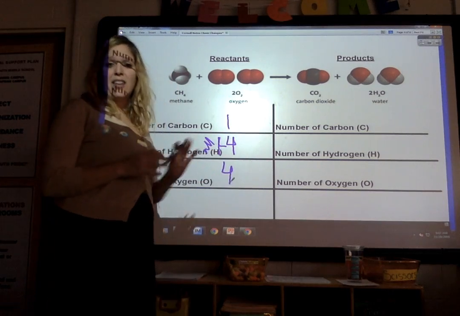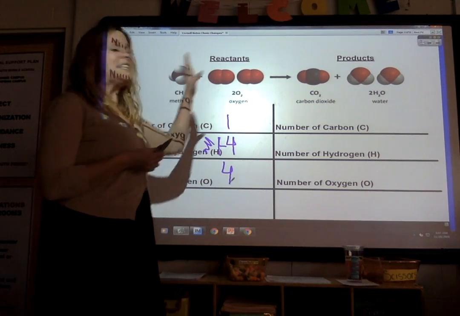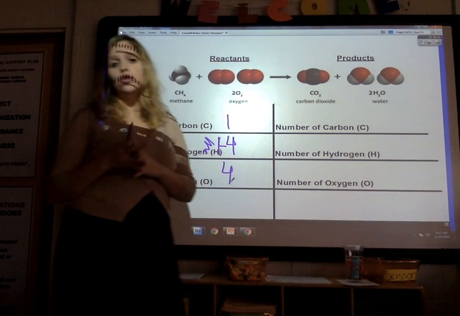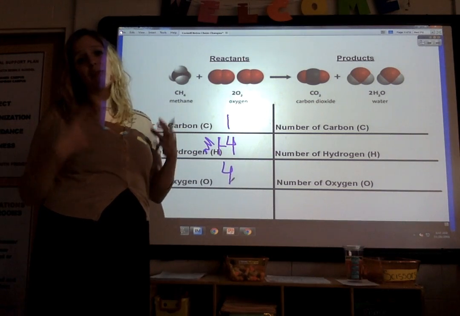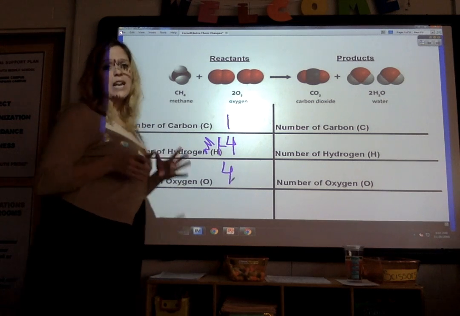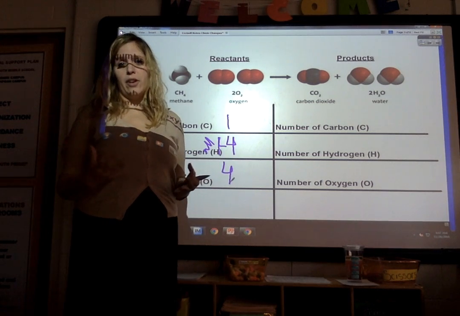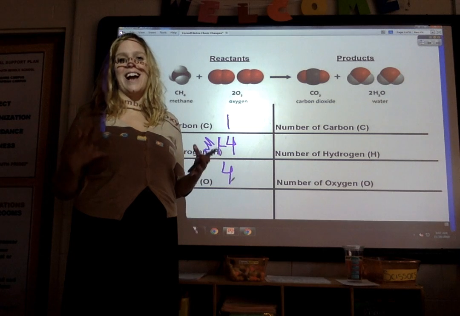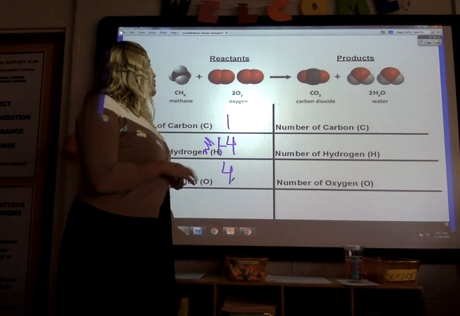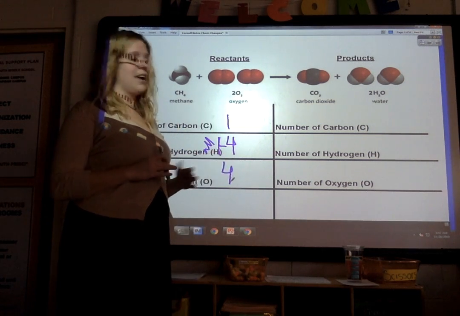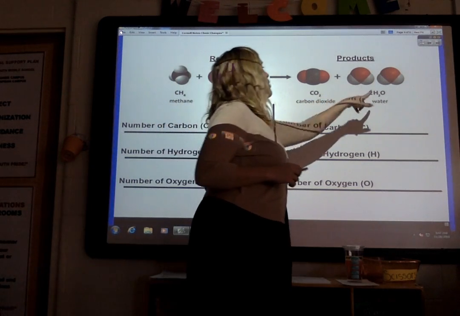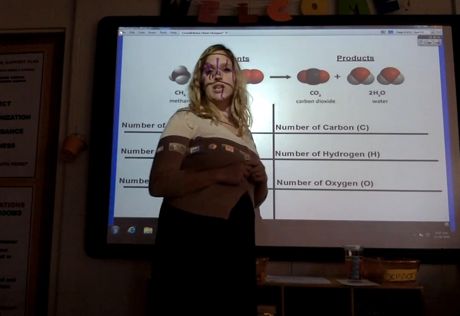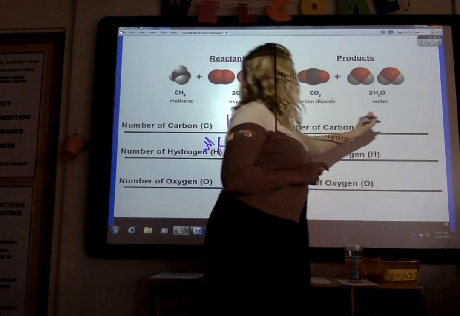Go to the other side of the equation. We have completely different substances, 2 completely different substances created as a result of the chemical reaction and the burning. We've had light and heat released, an example of a combustion reaction. Okay? So let's count the atoms on this side. Carbon. So we have carbon dioxide and water. We still only have 1 carbon, and that's CO2.